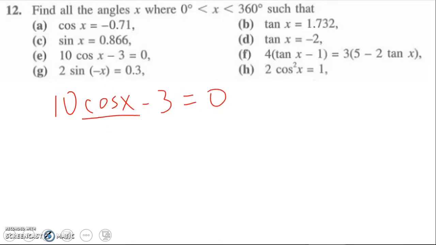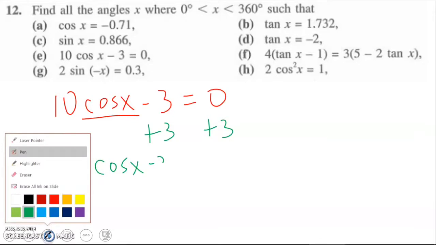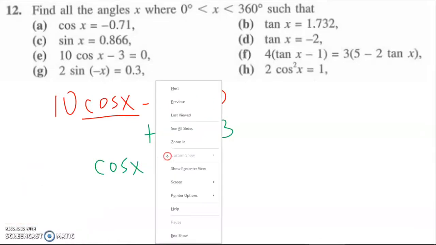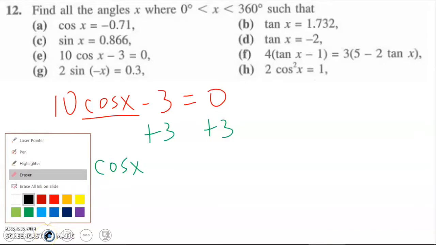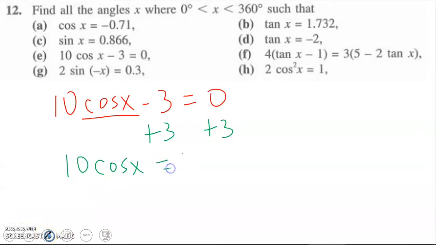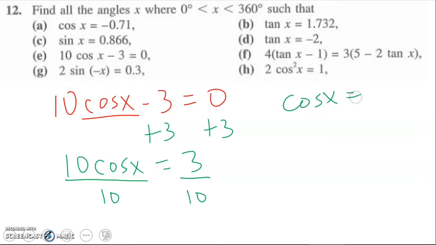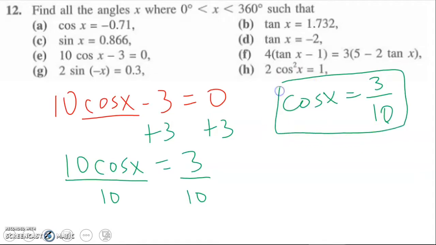Again, your trig function has to be by itself. Okay, so plus 3, and then eventually I'm going to divide by 10. So I have 10 cos x is equal to 3. Let's go ahead and divide by 10. I end up having cos x is equal to 3 over 10.